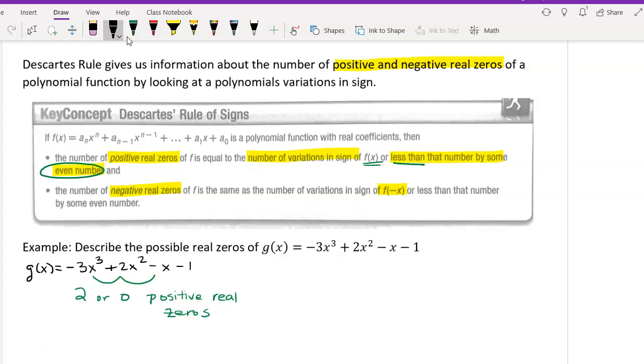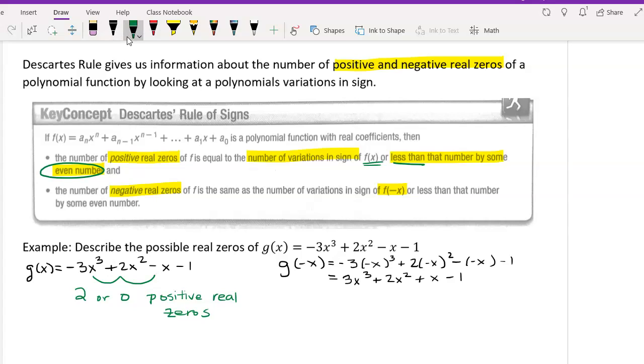All right, so let's take a look at our negative zeros. So we substitute in that negative x. So negative 3 times negative x cubed plus 2 times negative x squared minus negative x minus 1. This one has to do a little bit more substitution and simplification because we have these negative x's. So we know negative x cubed still yields a negative x cubed. So negative 3 times negative x is now positive 3x cubed. Negative x squared turns into a positive x squared. So that's positive 2x squared plus x, because a negative times a negative, minus 1.